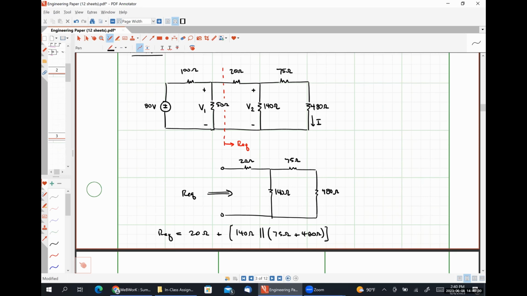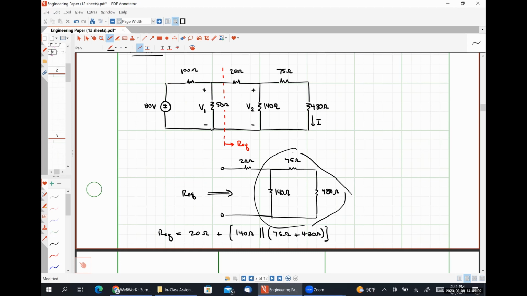So the 75 and 480 are in series because there is one point of interconnection between them with no branching paths. So that's an obvious series connection. And then once I combine those two into a single equivalent resistance, which will be 455, that will be in parallel with that 140. And then that equivalent resistance of all of this stuff is just in series with the 20.